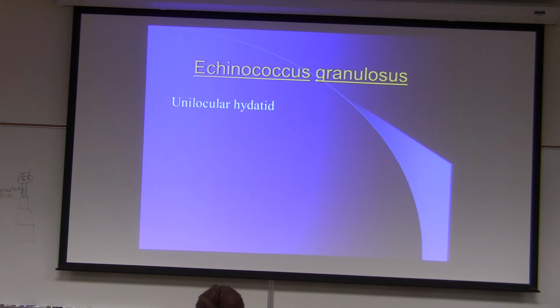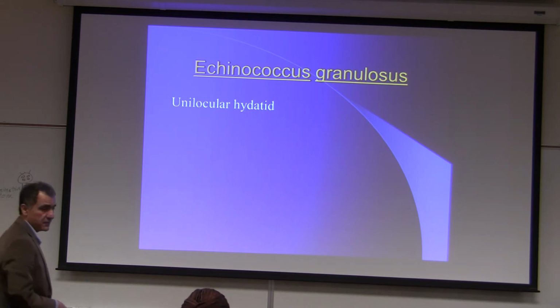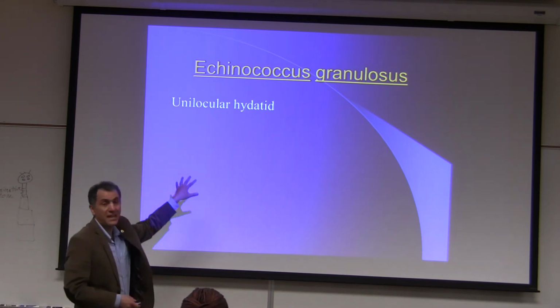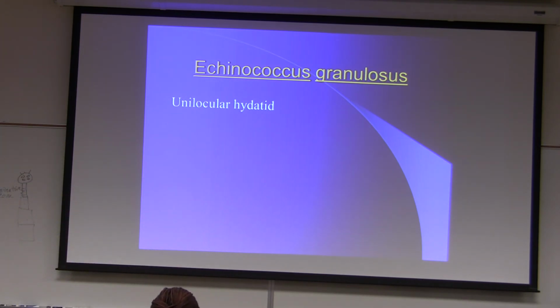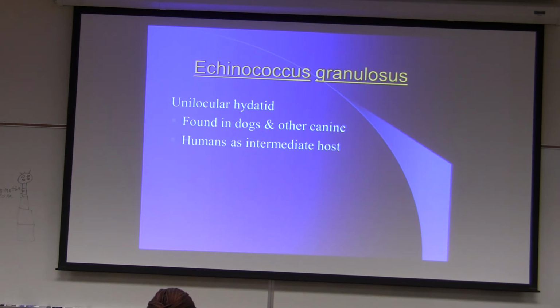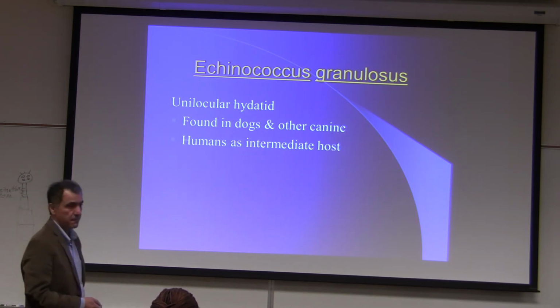The name of the cysticercus equivalent to this is called unilocular hydatid cyst. That's what it's called, unilocular. It's not called cysticercus, it's called unilocular hydatid. Found in dogs and other canine, I talked about that. Human is the intermediate host.